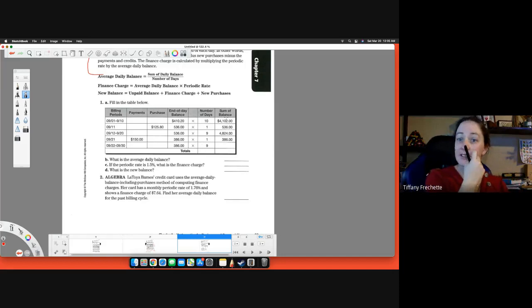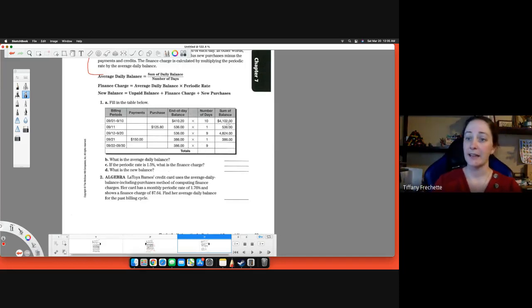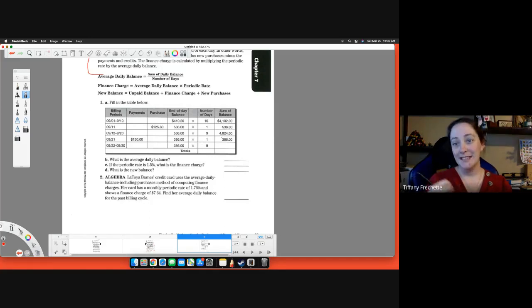And it looks like a lot more. You don't actually owe $4,102. That's not what it's saying. They're using this to calculate the balance. So that's why they're doing it this way. So each day that you had that balance, you're going to pay the average periodic rate on that day. So that's why we're totaling it.